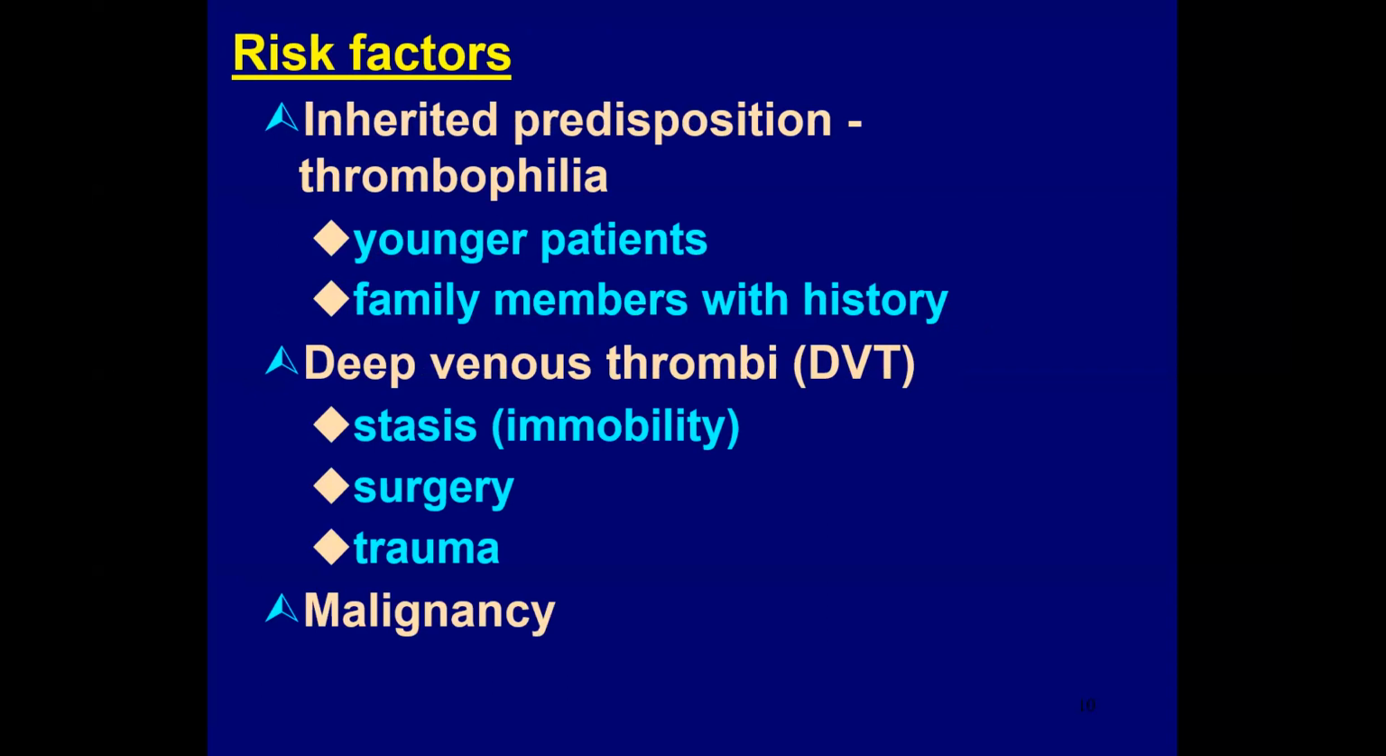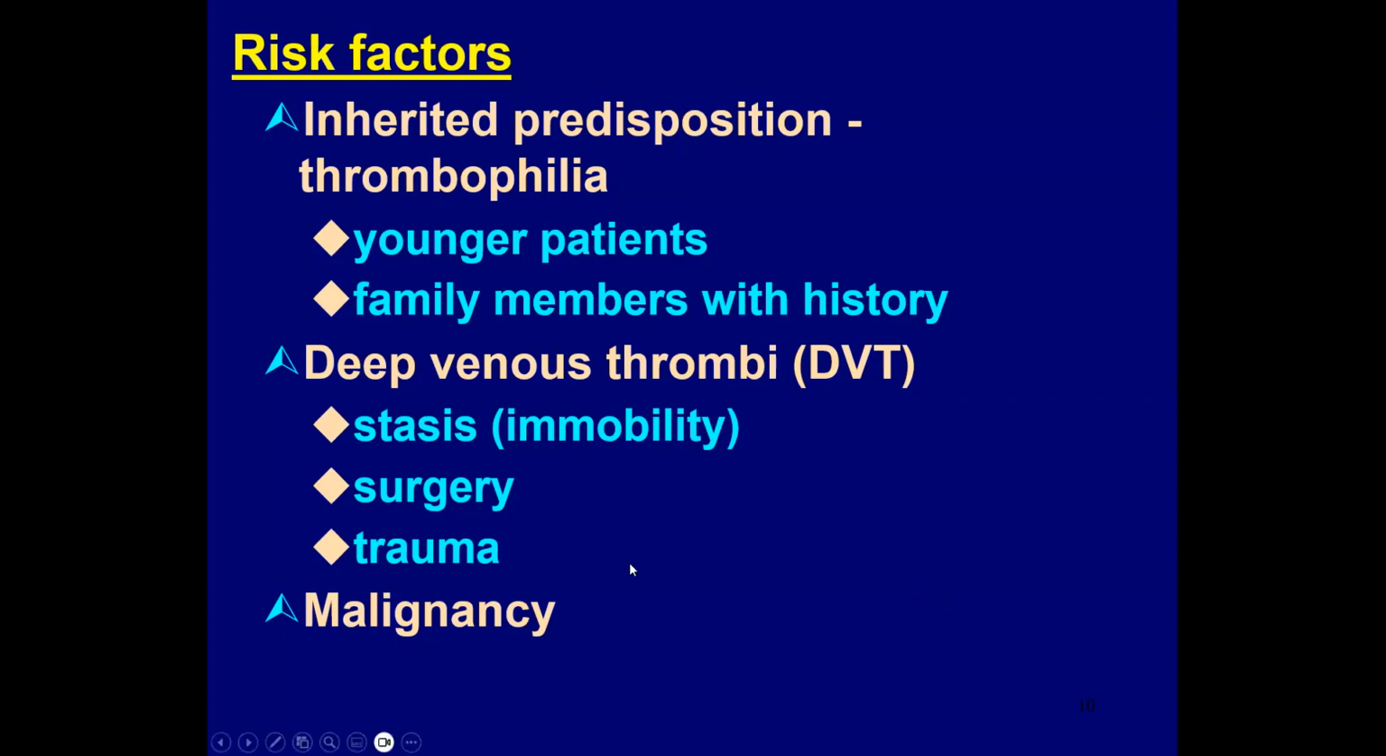So what are the risk factors for pulmonary embolism? First, there can be a high risk associated with an inherited predisposition, which causes thrombophilia, or the likelihood of developing thrombi, which then occur as emboli. This is primarily associated with younger patients, and it is associated with family members who have a history of pulmonary embolism. Another risk factor, DVT, deep venous thrombi.